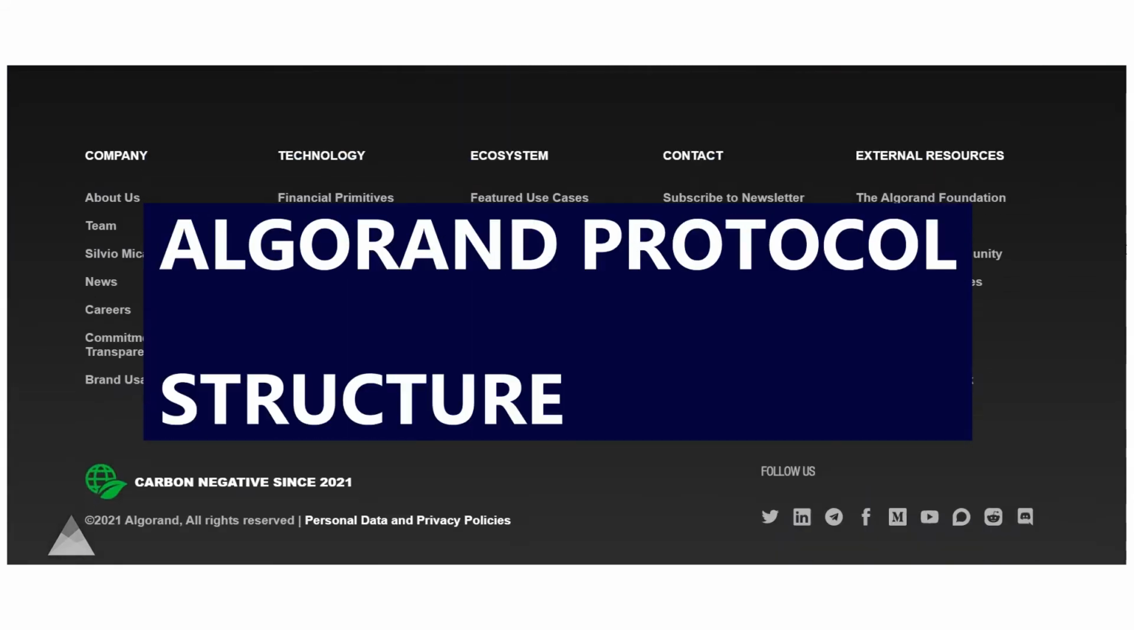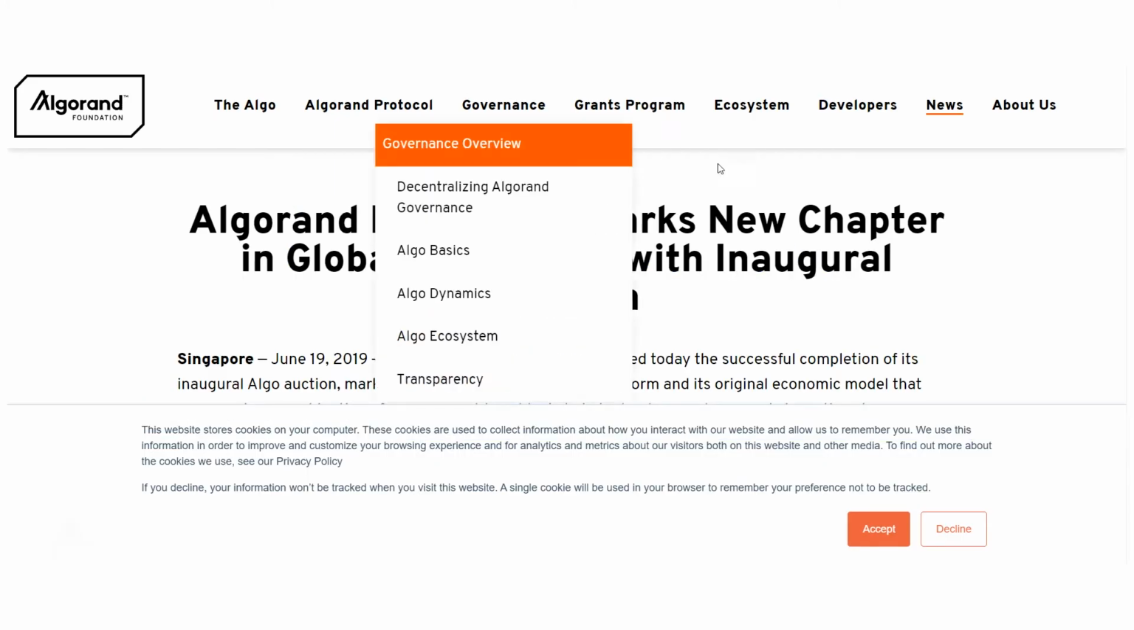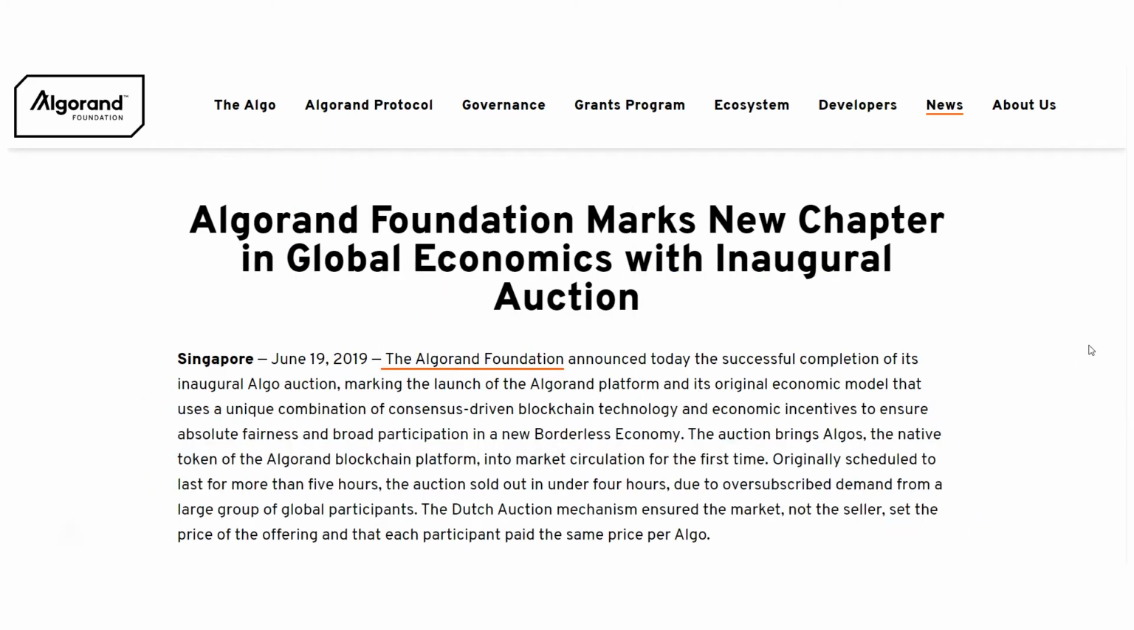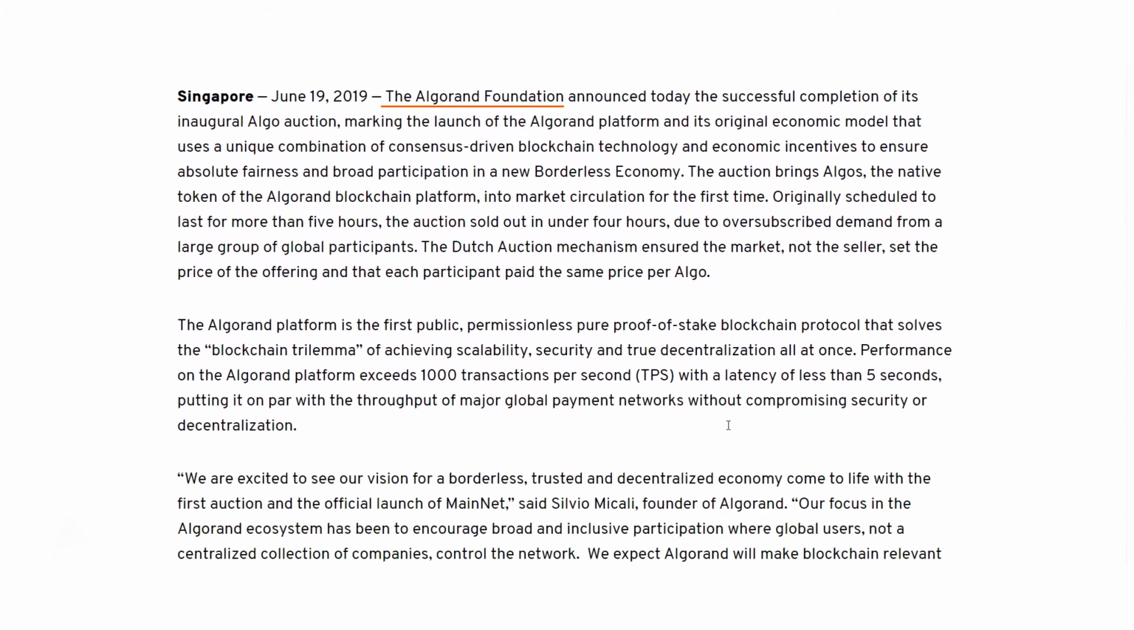Algorand's protocol structure. Algorand has a unique two-tiered blockchain structure. The base layer supports smart contracts, asset creation, and atomic swaps between assets. All of this process takes place on layer 1 of the Algorand blockchain, which helps ensure security and compatibility.